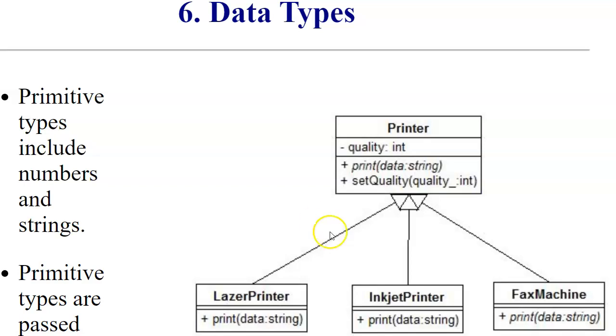specified in various places. For example, the quality data attribute that is specified for the printer has a data type of an integer. The print operation, generally speaking, when it's in italics, represents the fact that the operation is abstract, not fully implemented by this class, but required to be implemented in the classes derived from it. But once again, it has the data attribute, and its type is a string. So print data, which is a string.